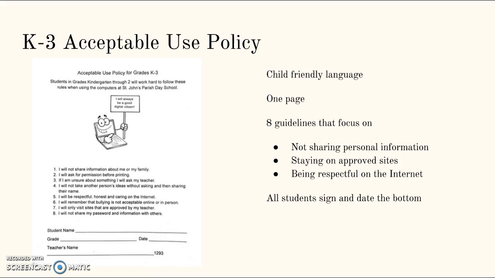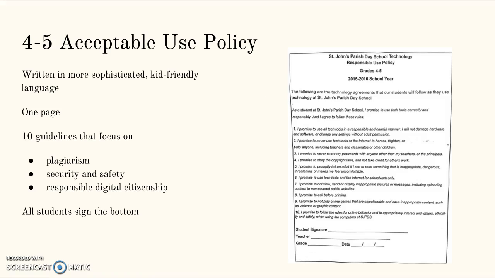The first AUP is for student use in kindergarten through grade 3. The language is simple and can be easily understood by a 5-year-old. This one-page document contains 8 guidelines for students to follow. The policy focuses on not sharing personal information, staying on approved sites, and being respectful on the Internet. The second AUP is written for students in grades 4 and 5. It's a short one-page document, and although the language is more sophisticated, it can be easily understood by 9-year-olds. The 10 guidelines focus on plagiarism, security and safety, and digital citizenship.